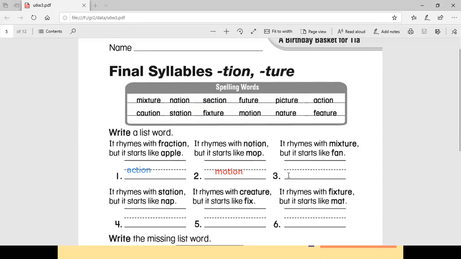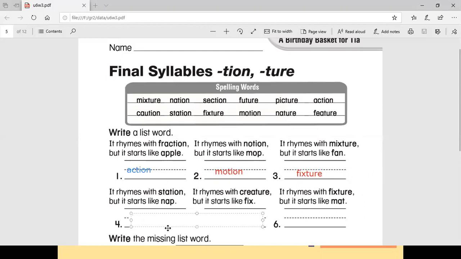Read number 3. It rhymes with mixture, but starts with letter F. Rhyming with mixture, but beginning with letter F. Factor. Factor, rhyming with mixture. Motion, notion. Fraction, action.